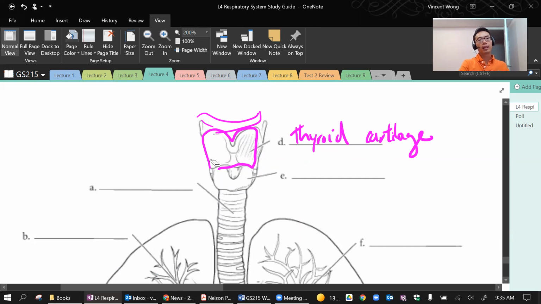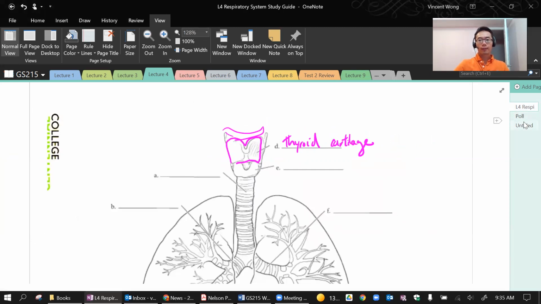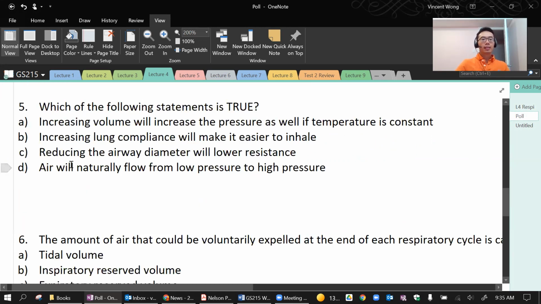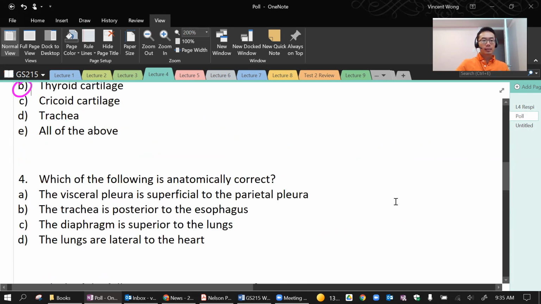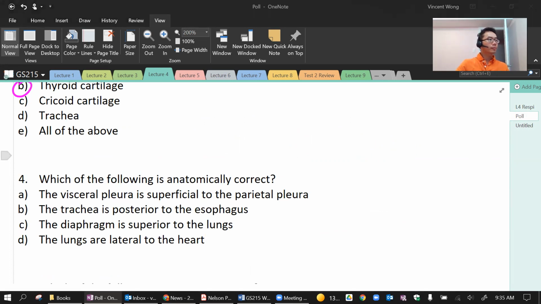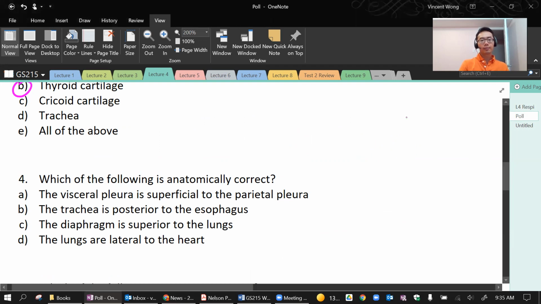So what's protecting the larynx is really the thyroid cartilage. That's the answer: thyroid cartilage, not the hyoid bone. The hyoid bone is higher up. Okay, number 4. Superficial means outside of.